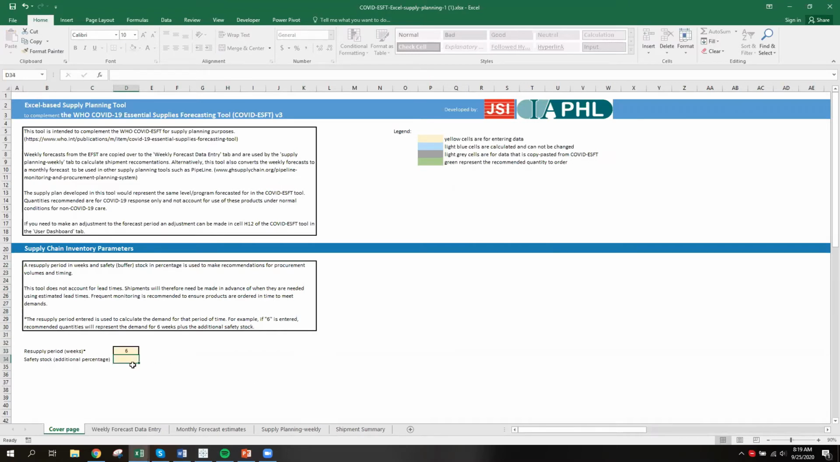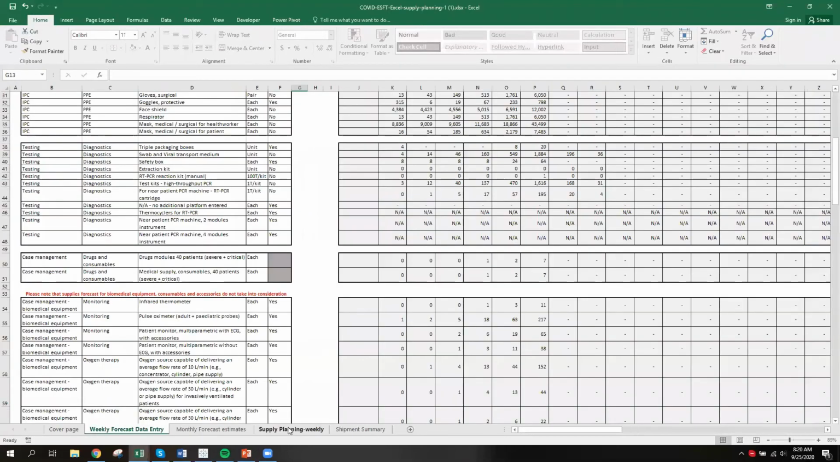So let's go back to our cover page and let's assume our resupply period is, let's say, 6 weeks. And I'd like to have a 2-week buffer stock. So 2 out of 6 is about 33%. So now I should have all of my parameters to be able to do supply planning.